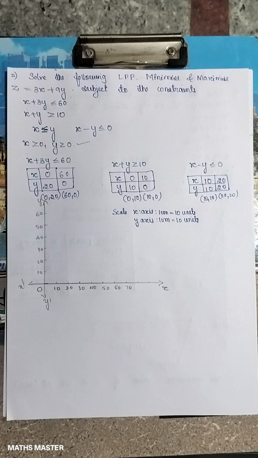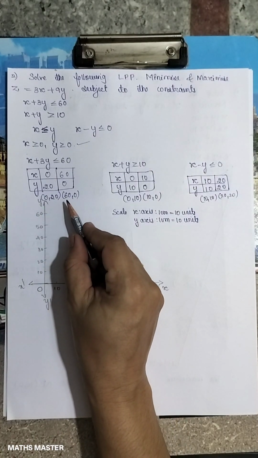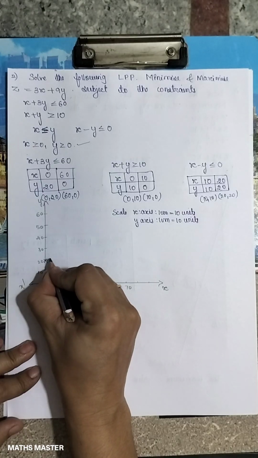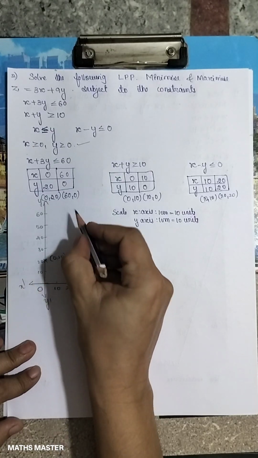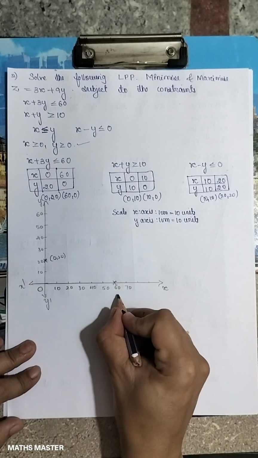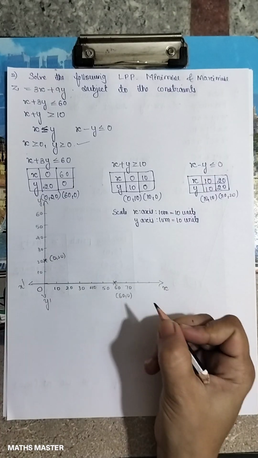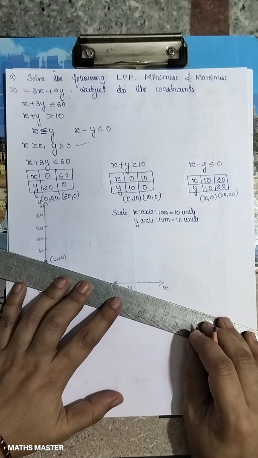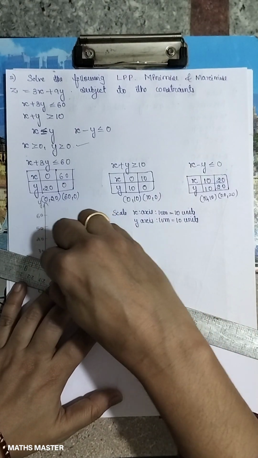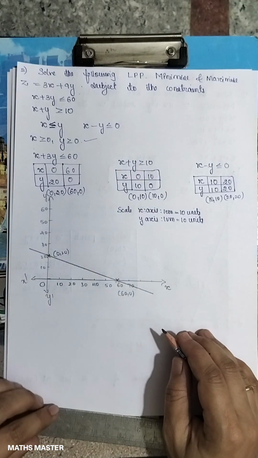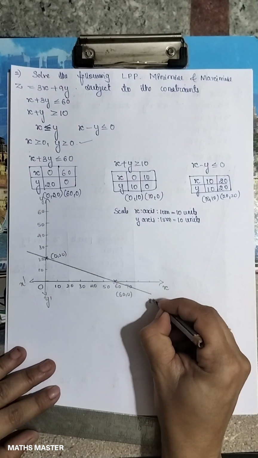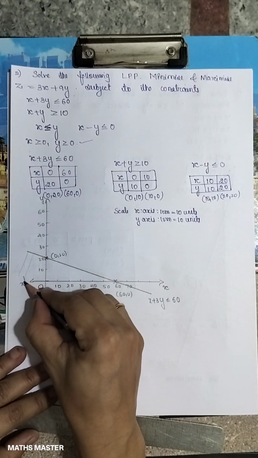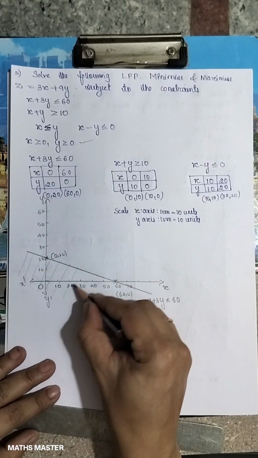First constraint: 0, 20 and 60, 0. So x is 0, y is 20. I mark the point 0, 20. Next we have 60, 0. I'll join these 2 points. Now immediately write down the name of that constraint, x plus 3y less than or equal to 60. Since it is less than, towards the left side we have to shade.